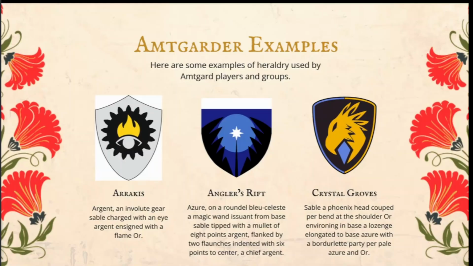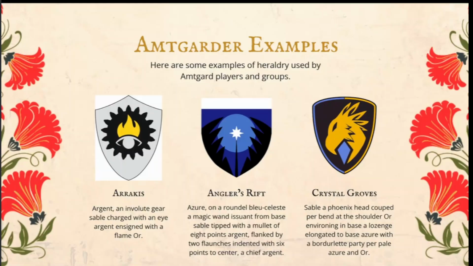The arms of Angler's Rift, really difficult to put words on this because that kind of crunchy maw thing doesn't really exist. But I called it indented flaunches. Like, sure, why not? It's in the vicinity, right?